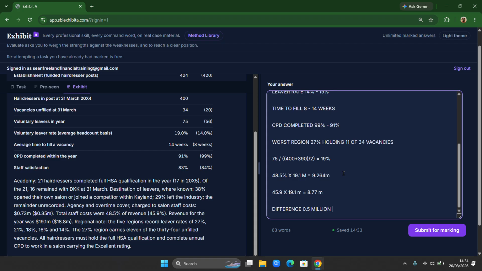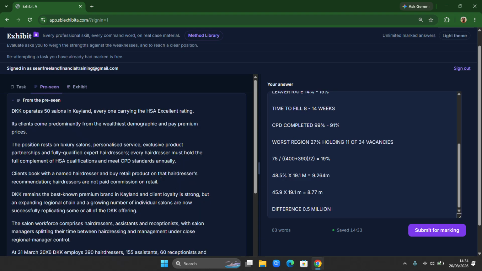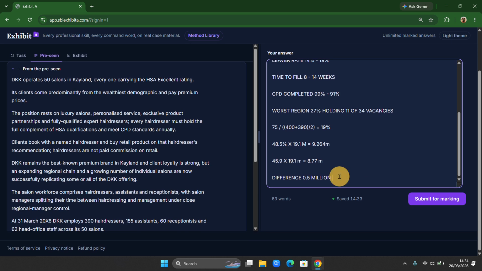Now we've looked at the exhibit, we're going to see how we can use the pre-seen for context within our answers. The headline is it's a premium model. There are 50 salons. Every hairdresser is fully qualified with CPD every year. The top rating rests on the most skilled staff. Clients book a named hairdresser, with an industry-wide labour shortage. Okay, so that's what we're going to use to back up our answer.